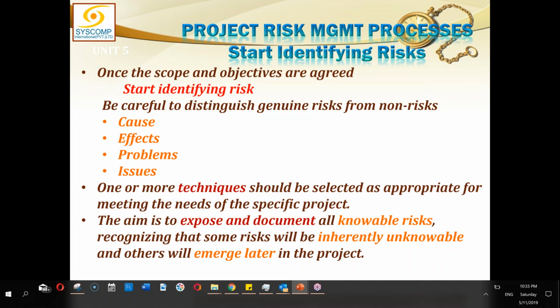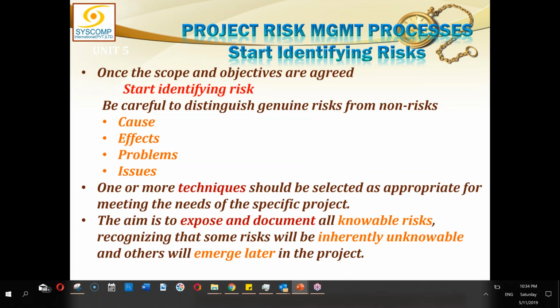So be careful to distinguish genuine risks from non-risks, and that is exactly what I taught you earlier, the format of cause, risk, effect. Try to understand and differentiate between what is cause and what is effect, what is problem and what is issue. Probably I have deliberated a lot on that, and you have a very fair idea what these terms are like. But if you understand these terms properly, only then can we actually identify the risks properly.